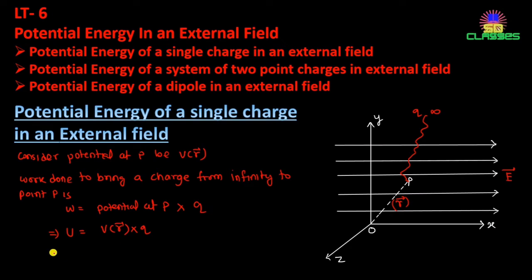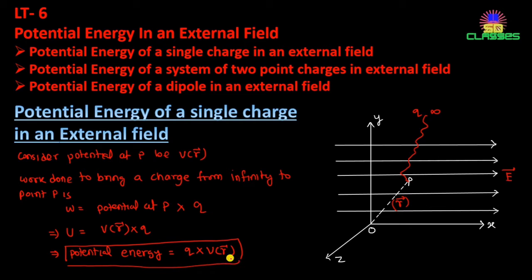So we can say that the potential energy of a single charge system in an external field is given by q into V(r). V(r) is the potential at that point where you are bringing the charge from infinity to the inside of the electric field. Okay, so this is all about the single charge system.